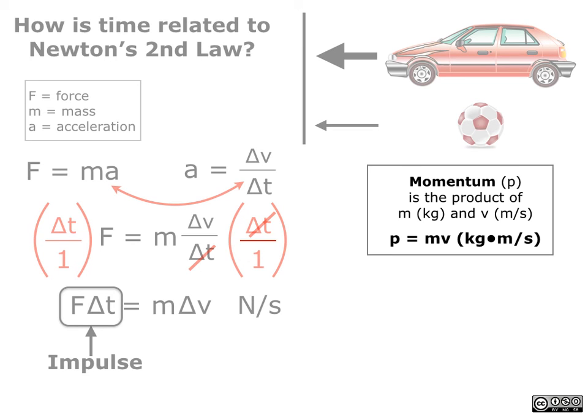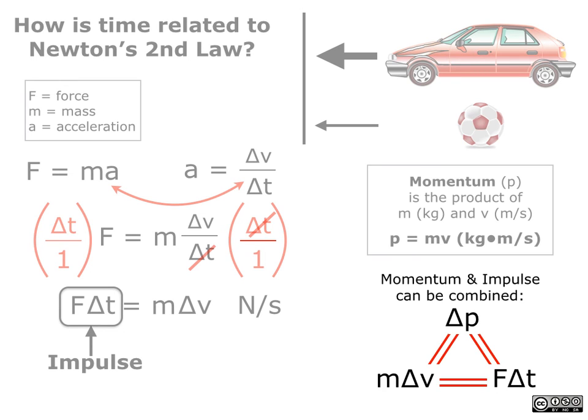Momentum can change from second to second as an object accelerates or decelerates. This means that delta p is equal to the mass times delta v. This can be combined with impulse to give us the set of related variables. Any one corner of the triangle can be used to find information in another.